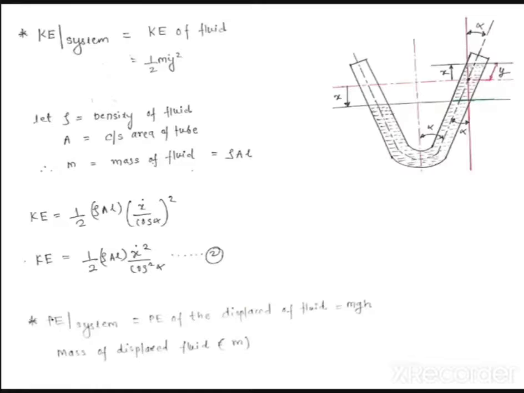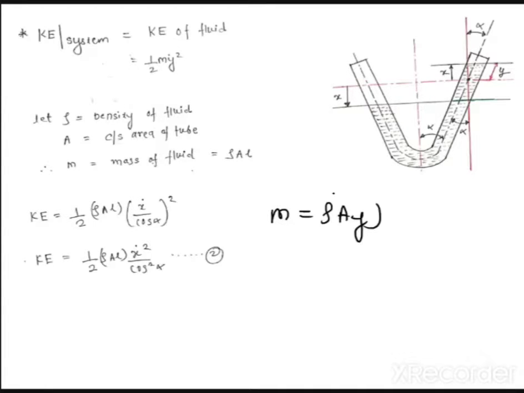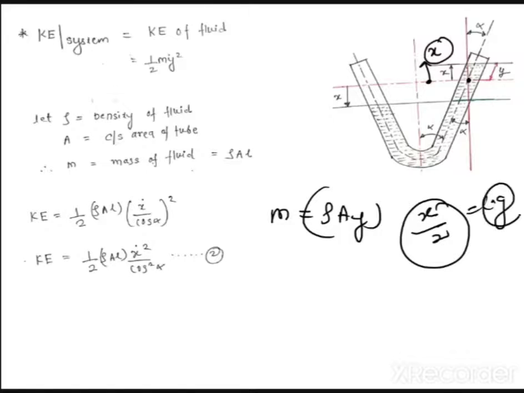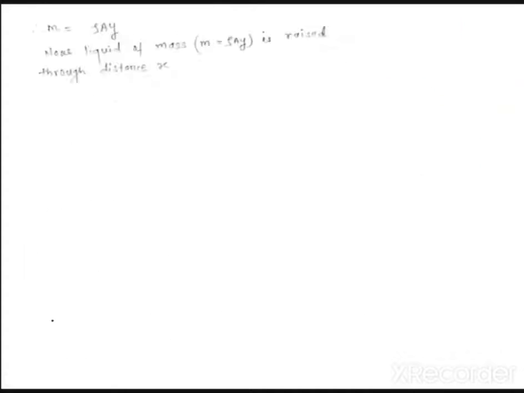So those who are not clear, you can see here. You can see at this position. Mass of the displaced fluid is equal to rho A into Y, and it is raised from this point to this point by x, and its potential energy will act at a distance x by 2, that is equal to rho A Y g x by 2. So now you can solve this problem very easily.